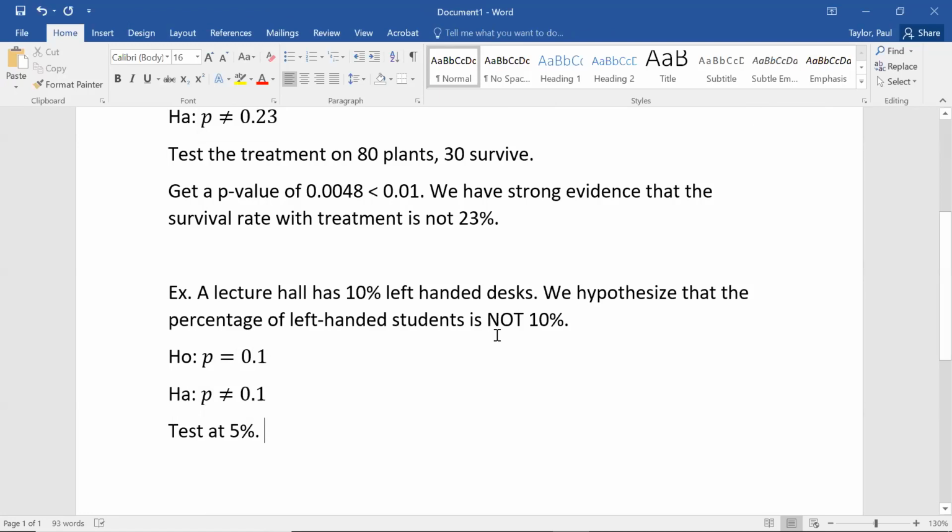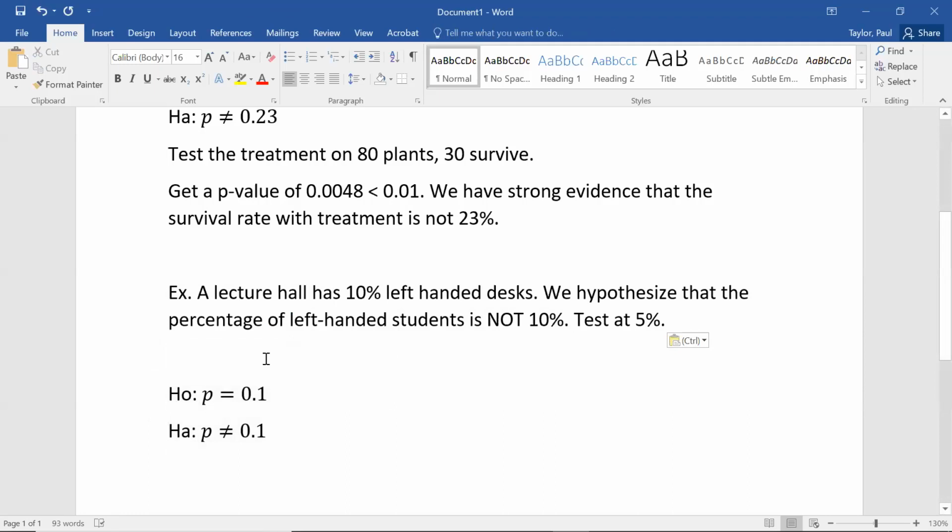Now, I should say that when I give you an exercise, usually I will tell you the setup here, like the past information that you're going to base your null hypothesis on, and the testing level. And you are going to have to come up with the null and alternative hypothesis based on those words. So the question would usually be set up like this. And the null and alternative hypothesis would be part of your answer.